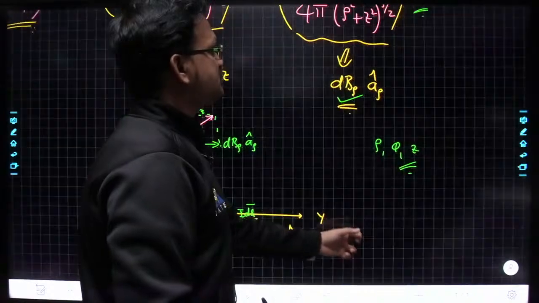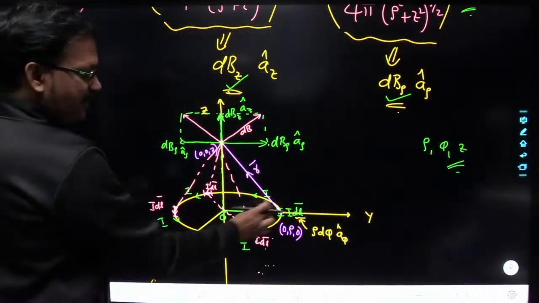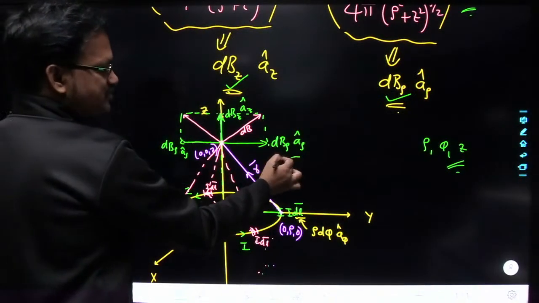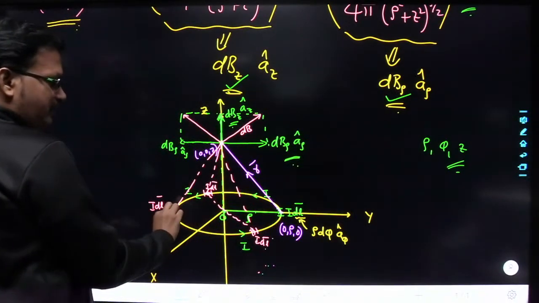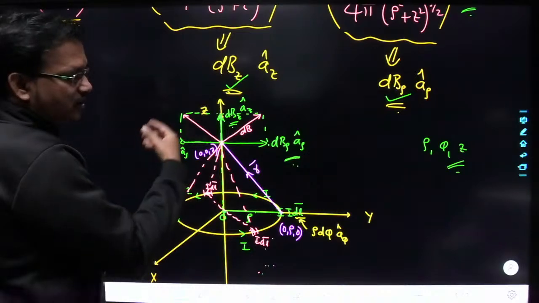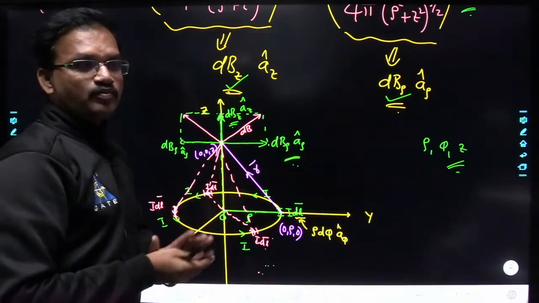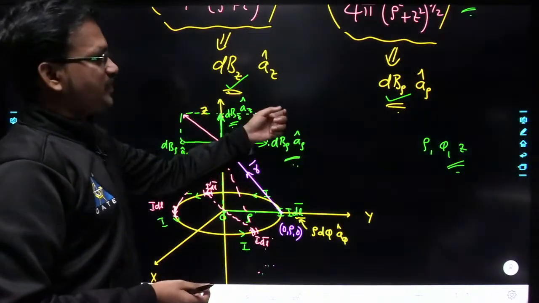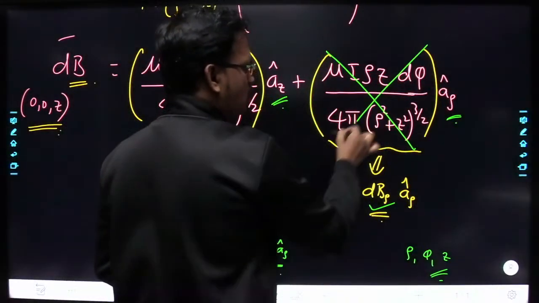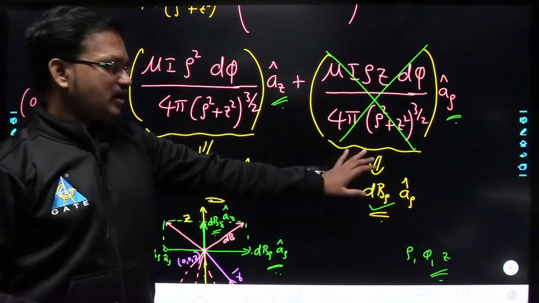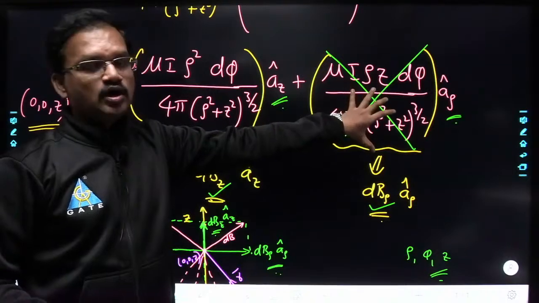So that means here I have considered a small differential current element. Due to this one, I got two components. One is the rho component, another one is the Z component. If I consider a symmetric current element on the other side, then also you are going to get a rho component and Z component. So these rho components will get cancelled and Z components will get added up. Yes or no? So I don't need these rho components here, because of the symmetry, they are going to get cancelled.